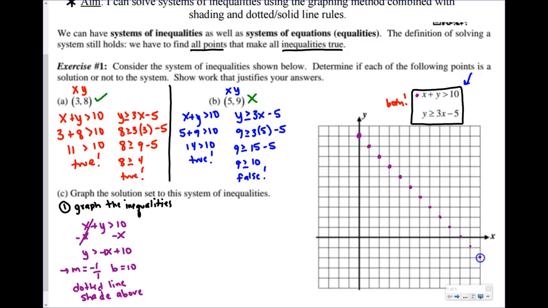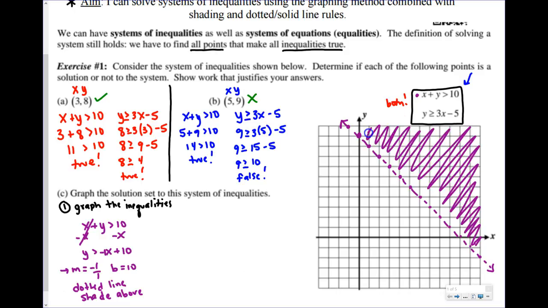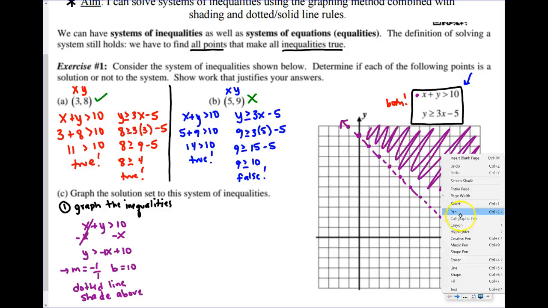It would give you the table with all these points, and you just have to remember to make it dotted or solid. I need a dotted line, so I'm going to make a dotted line and then draw my arrows. I have to also remember that I'm working with greater than, so I have to do shading. So I'm going to just shade above this line. Okay? Now in a system of inequalities, I have to graph both of these.